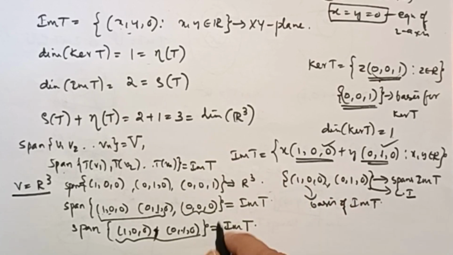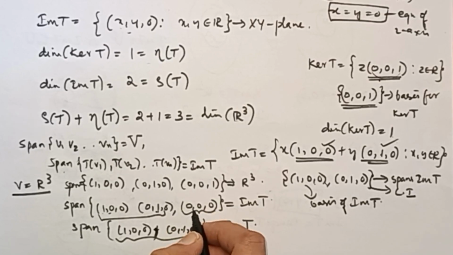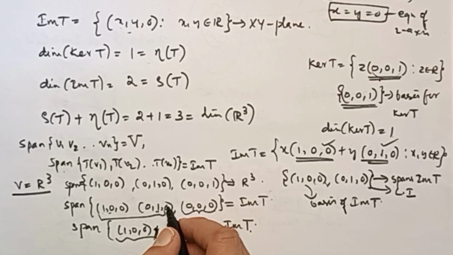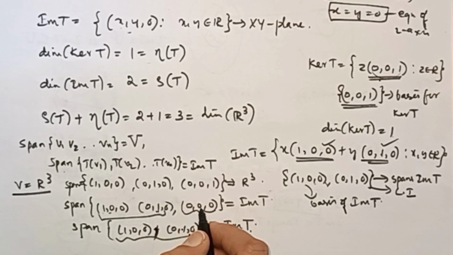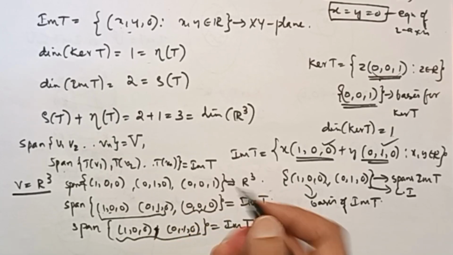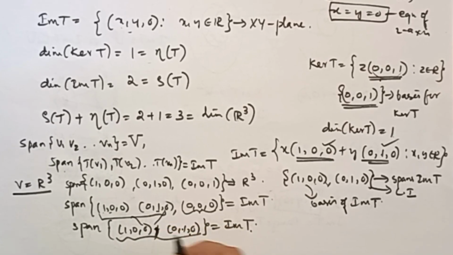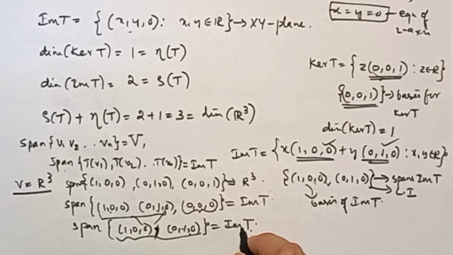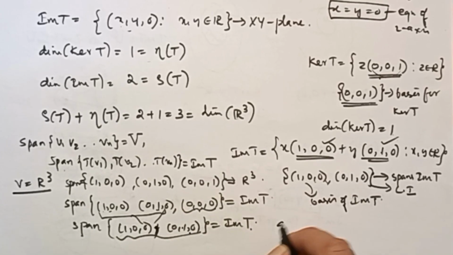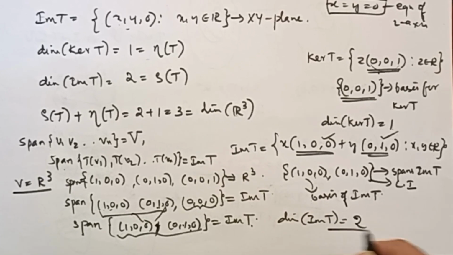So the image of T is spanned by these two vectors, because the zero doesn't contribute to the span, because a linear combination of lambda times zero is zero only. Therefore the span of these three vectors is the same as the span of these two vectors. Hence this spans the image of T, and these two vectors are linearly independent. Therefore the dimension of the image of T equals 2.